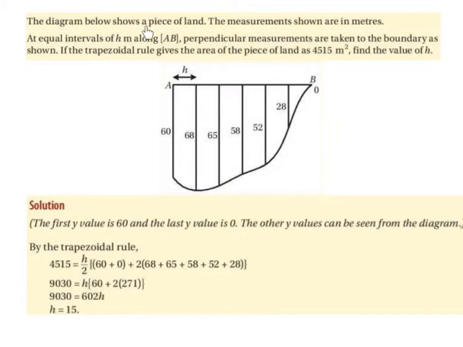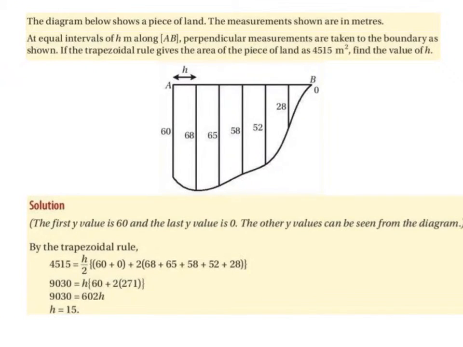The diagram below shows a piece of land. The measurements are shown in meters. So from here to here is 60 meters, from here to here is 68 meters, from here to here is 65 meters, 58 meters, 52 meters, 28 meters, and 0.